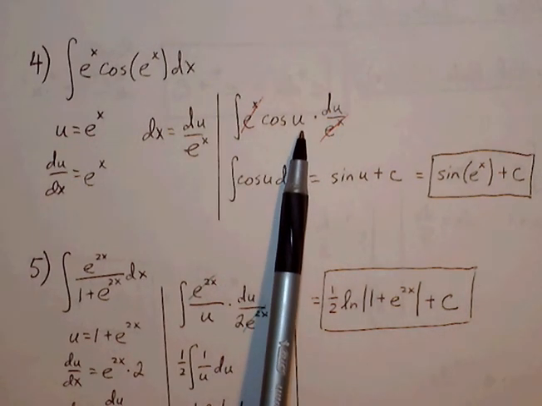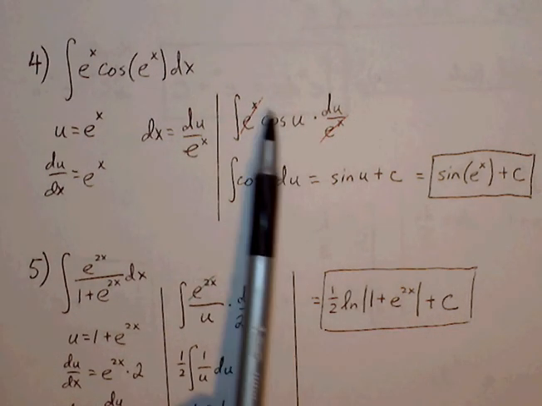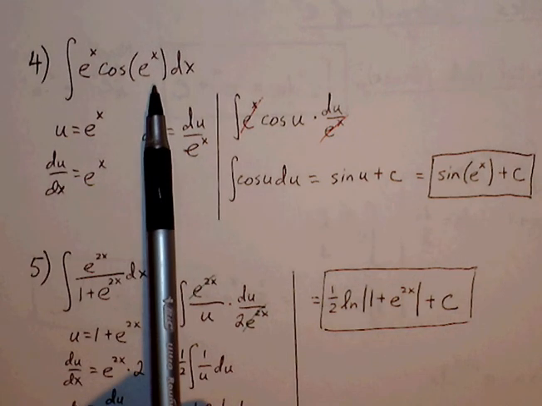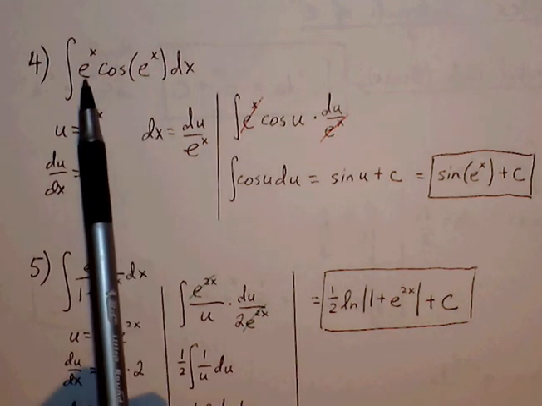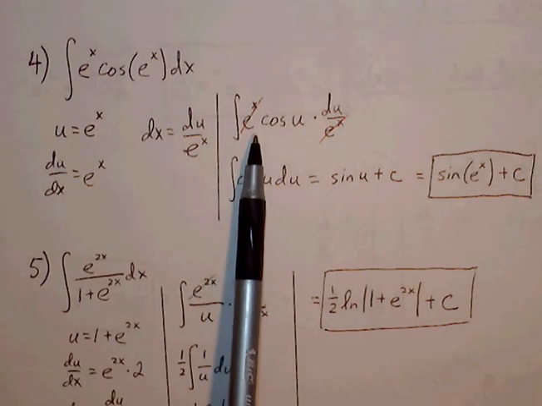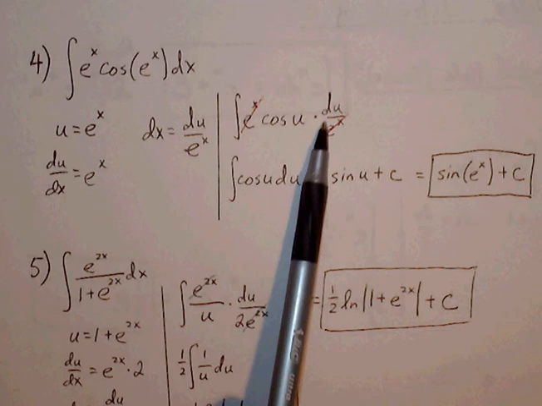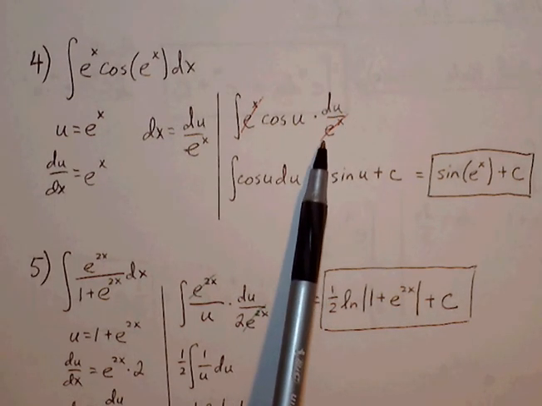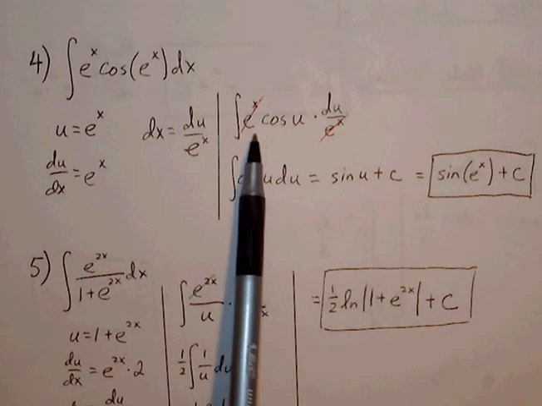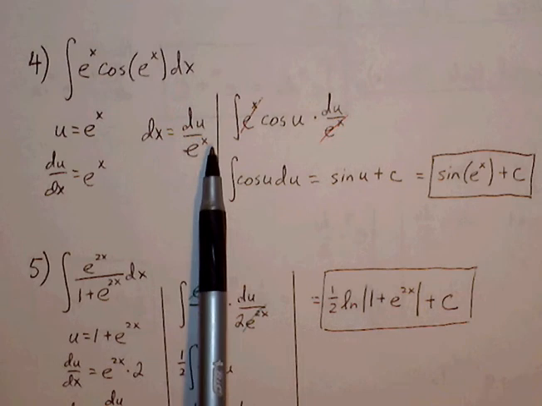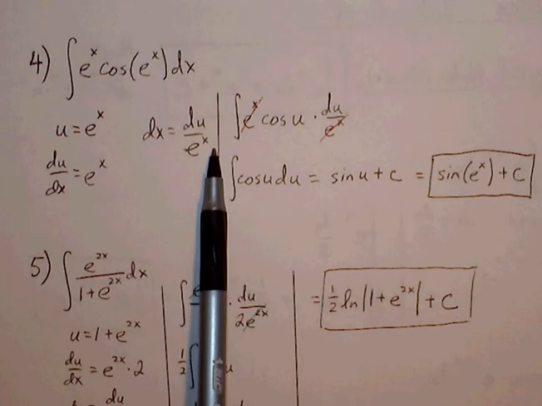Now notice that we're trying to go after this e to the x. So we don't want to replace this e to the x with u, because if we do that, we'll be left with the integral of u times cosine of u times du over e to the x. So not only does this e to the x have nothing to cancel out, we don't have a rule for u times cosine of u. So it does take a little bit of foresight to see what we want to replace and which ones we want to cancel out.